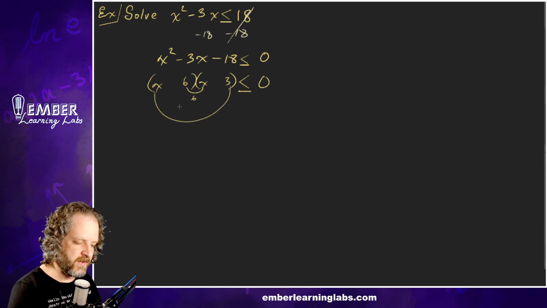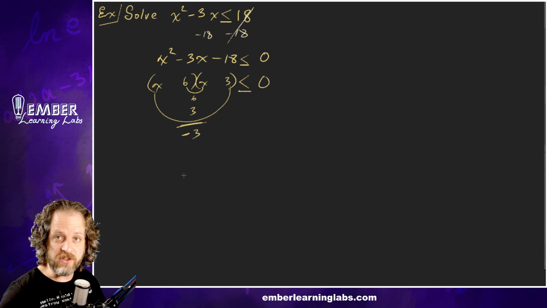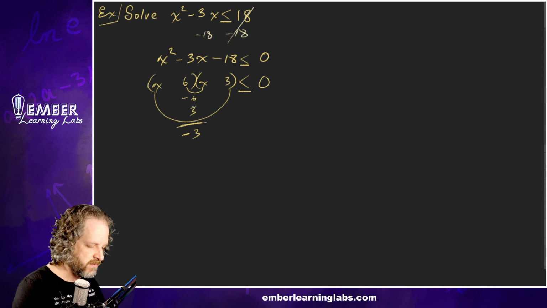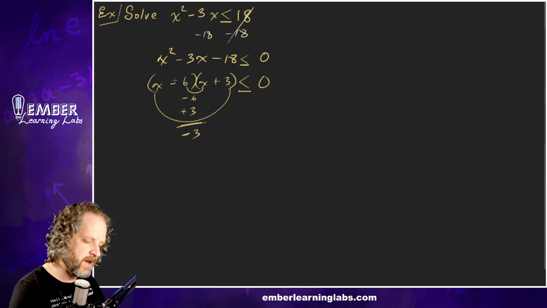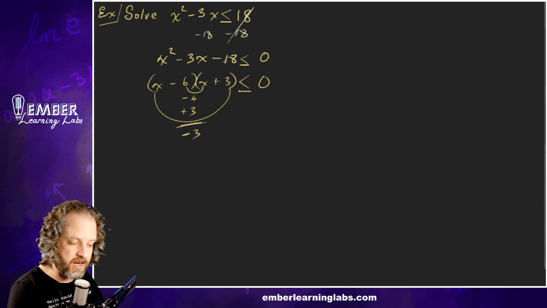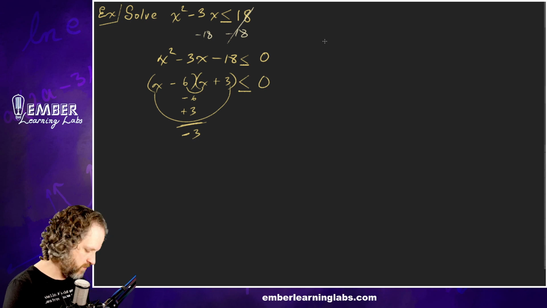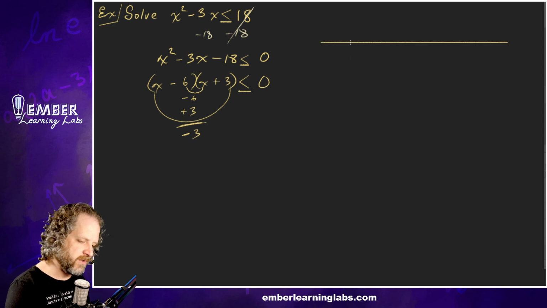6 times 1 is 6, 1 times 3 is 3. Can we add or subtract those to get a negative 3? We sure can. Yay! It's not all bad news, because if we put a minus 6 and a plus 3, minus times a positive is a negative. It's all happy. So we've got to check our intervals.